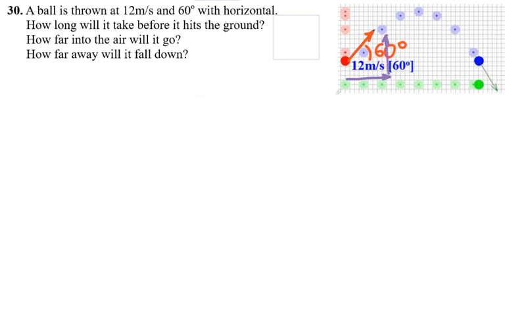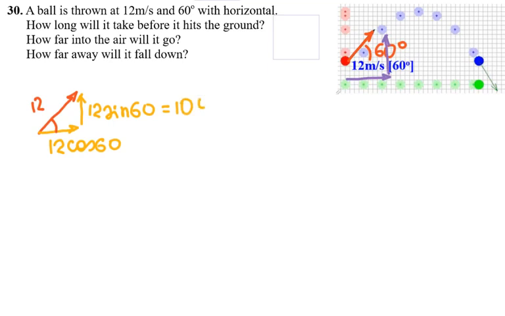So I'm going to redraw it right here. So here is my 12 meters per second. And then I need the horizontal component and the vertical component. And if you remember from the previous lessons, if this is 12 meters per second, then y, or the opposite of the angle, is going to be with the sine. So this one is going to be 12 sine 60, and this will be 12 cosine 60. So 12 sine 60 is 10.4 meters per second, and 12 cosine 60 is 6 meters per second.